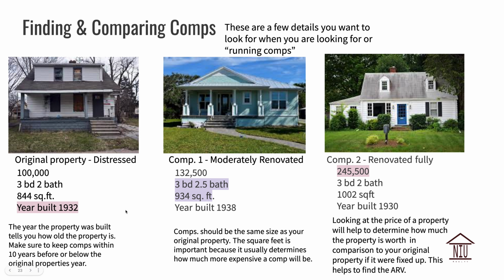This is the second comparable. It's renovated fully. It sold for $245,500. It's a 3-bed, 2-bath, 1,000 square feet, and it was built in 1930. This would fall within our 10-year range from 1932, so this is good. Now, if this said 1915, then this would not be a comp that would work for your comparable list.